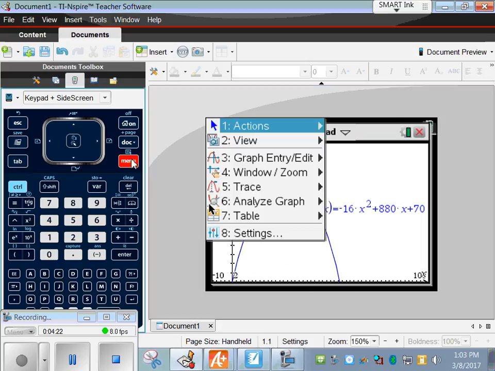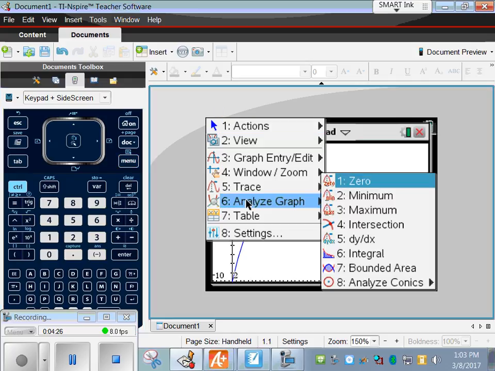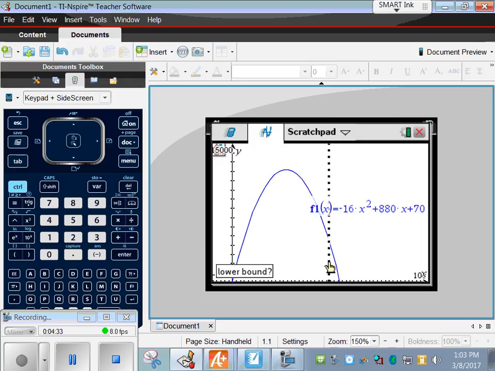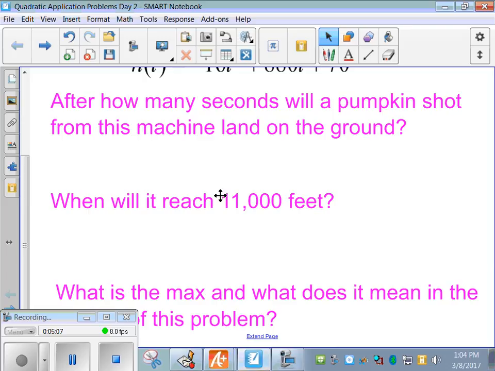When does it hit here? So go to menu. Go to analyze graph. Which one of those represents our x-intercepts? Zero. And we only need the one on the right. So you press zero, and you go left of it and right of it. And it finds the time. So this left-hand side, the x part of the coordinate, is the time that it took. And this is really zero. So see this e to the negative 10? That's 0.00000000 and then a 9. So that's really zero. It's supposed to be zero, but it gets close in estimates because it's not exact. Okay? But that should be zero. So anyways, when does it hit the ground? 55.079 seconds. So that's what we would write down for when does it hit the ground? 55.079 seconds.